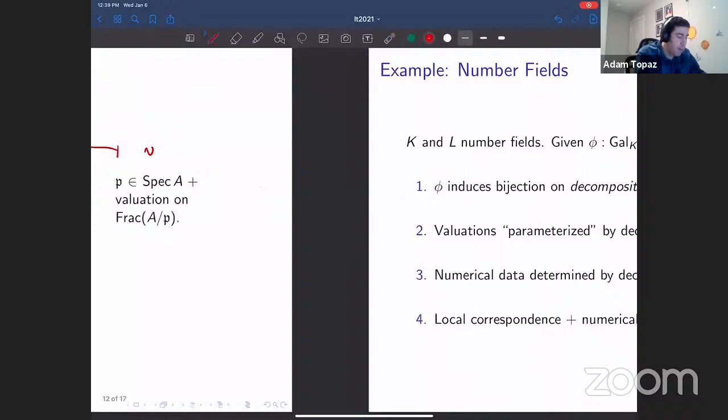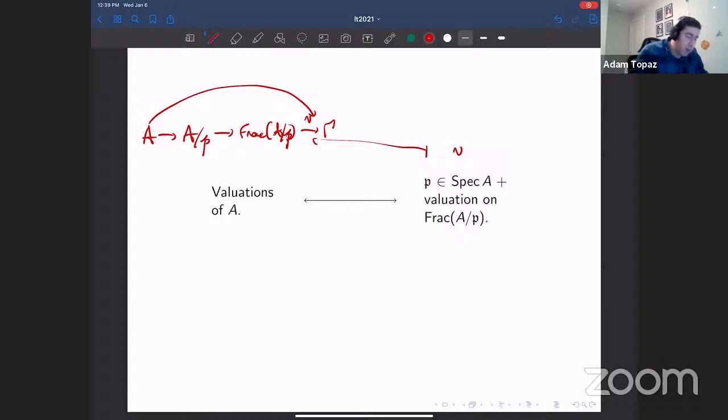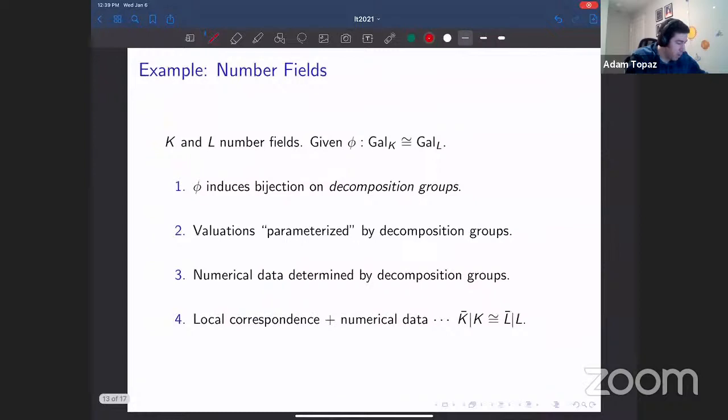Okay. So was there anything else I wanted to mention? No. Okay, so I want to illustrate roughly what sort of arguments people in anabelian geometry do. And then I'll get to some of the actual formalization part of this project. So I mentioned this example earlier, the example of number fields, and this is a theorem of Neukirch-Uchida.